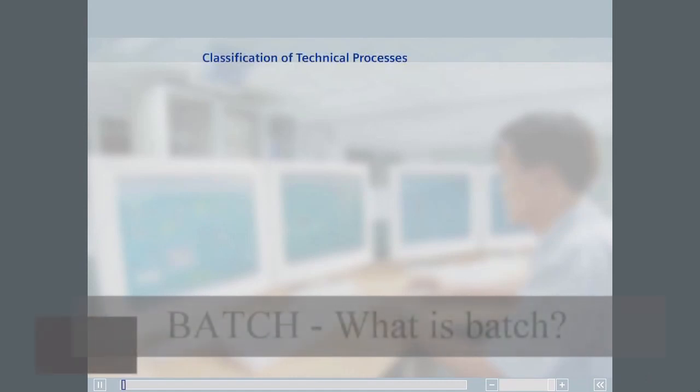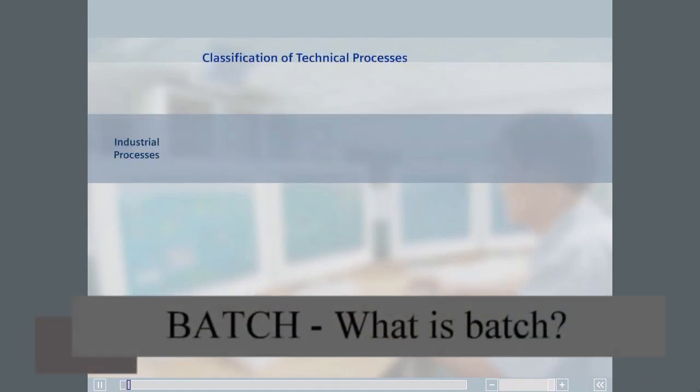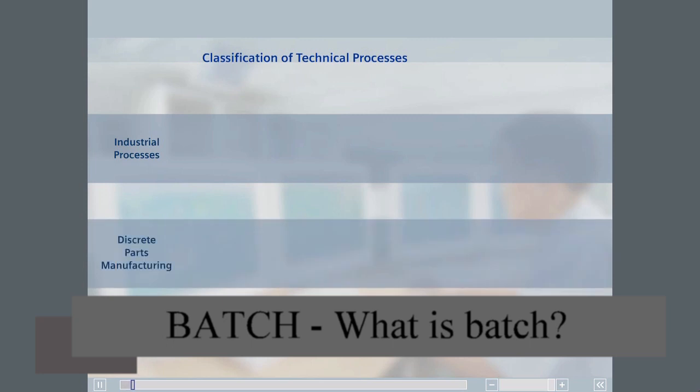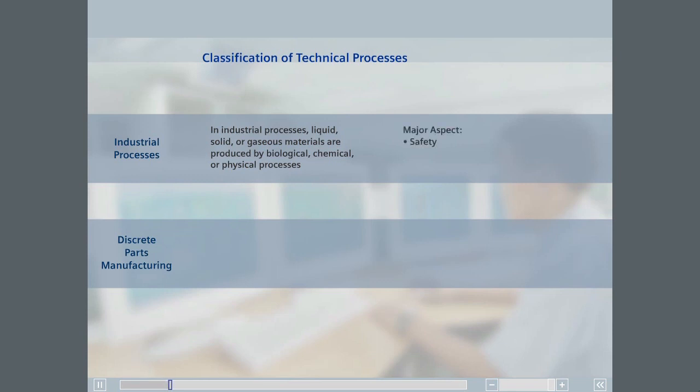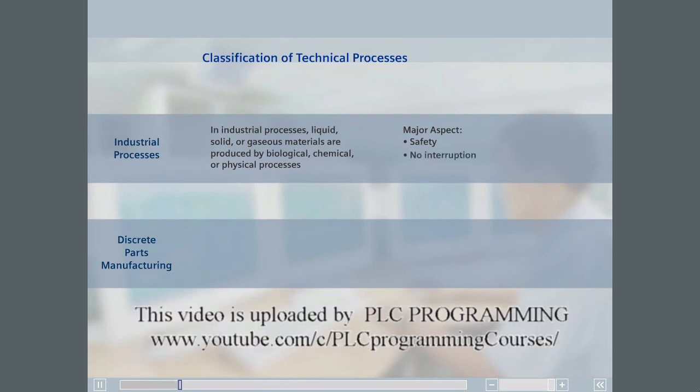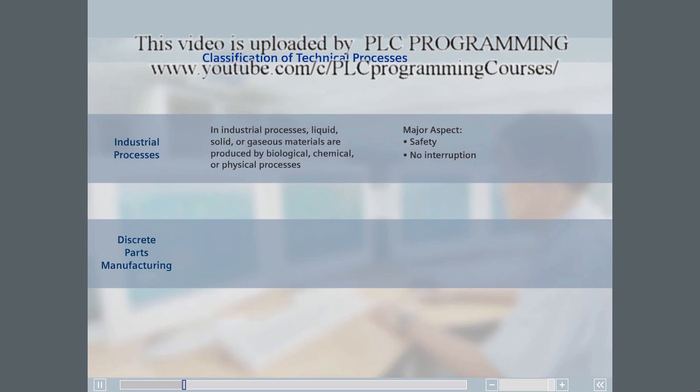Technical processes can be roughly divided into industrial processes and discrete parts manufacturing. In industrial processes, liquid, solid, or gaseous materials are produced by biological, chemical, or physical processes. Serious danger is often involved in industrial processes, such as the risk of explosion or contact with poisonous substances. Safety is therefore a major aspect in the automation of such processes. Generally, an industrial process must not be interrupted, and it is often difficult to predict exactly how long it will take to produce the product.